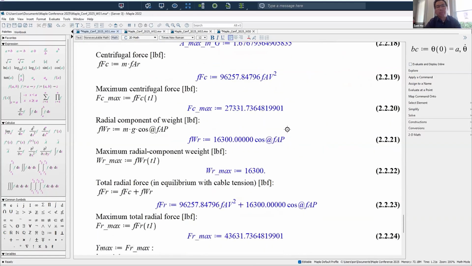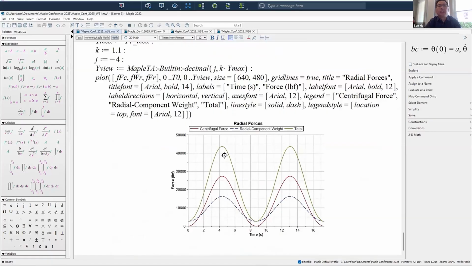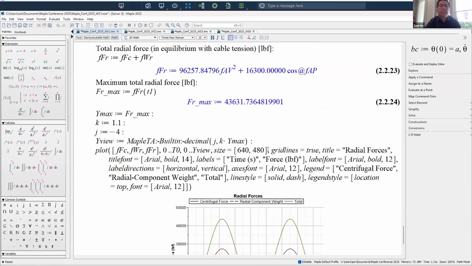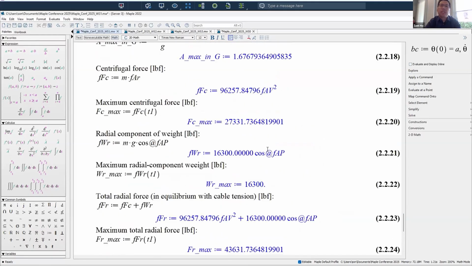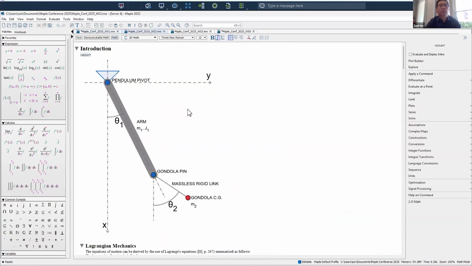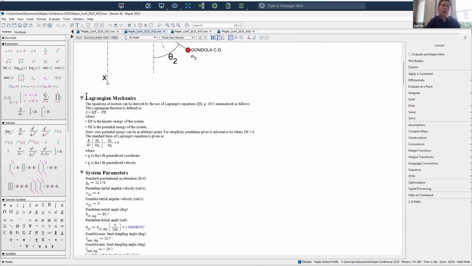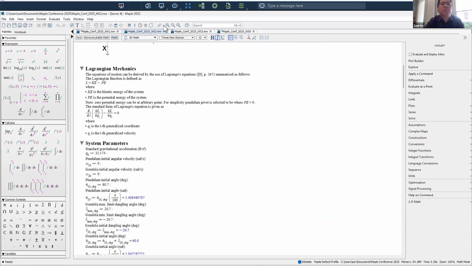And using that, we can find the centrifugal force based on the acceleration and find the total radial force on the pivot. That would be a combination of the component of weight at a certain angle and the centrifugal force at the same angle. So this is just an exercise going through the simple pendulum and finding out the motion and the radial force. The next step is to do the same thing, but going through Lagrangian mechanics here. And let me zoom it in.